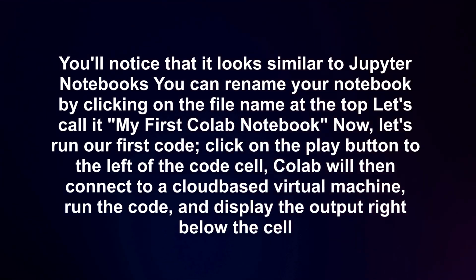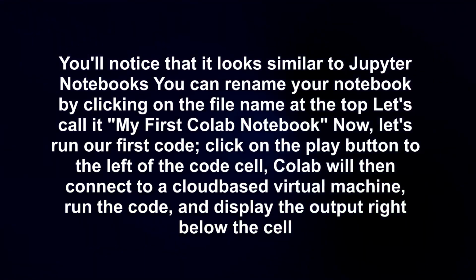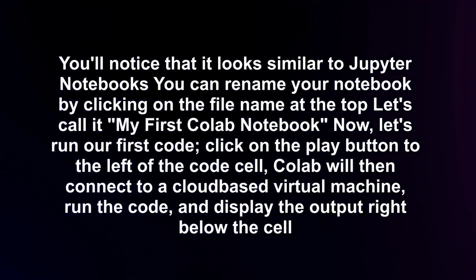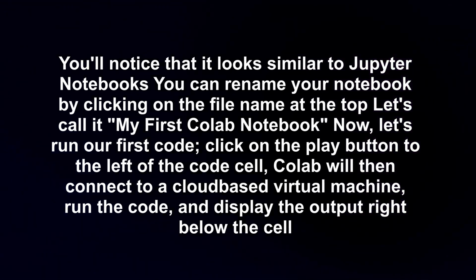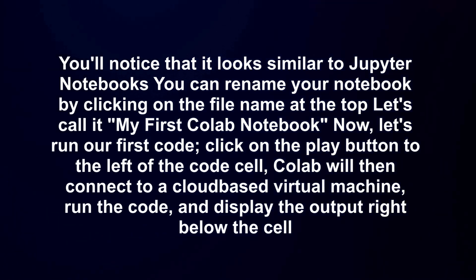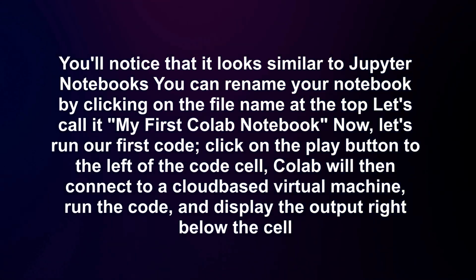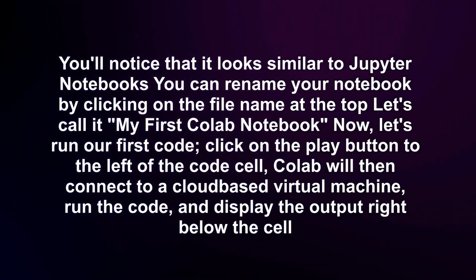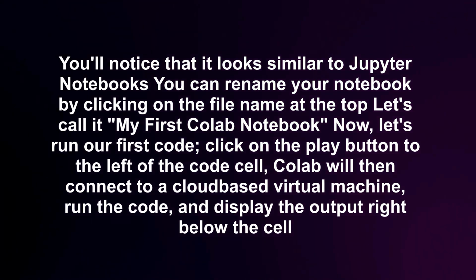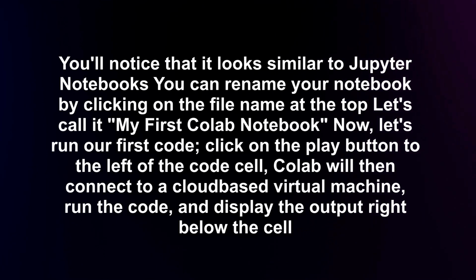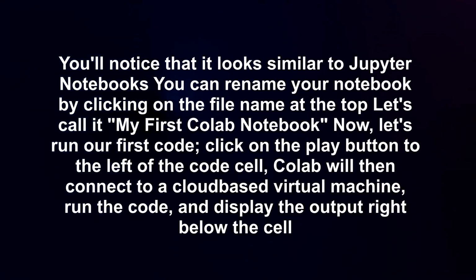You'll notice that it looks similar to Jupyter Notebooks. You can rename your notebook by clicking on the file name at the top. Let's call it My First Colab Notebook. Now, let's run our first code. Click on the play button to the left of the code cell. Colab will then connect to a cloud-based virtual machine, run the code, and display the output right below the cell.